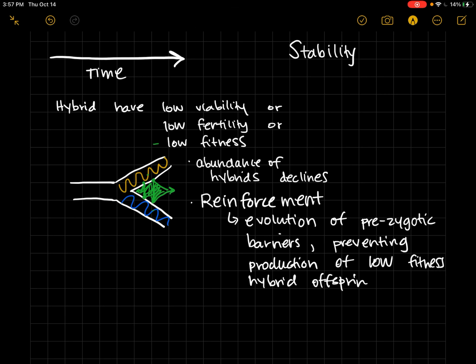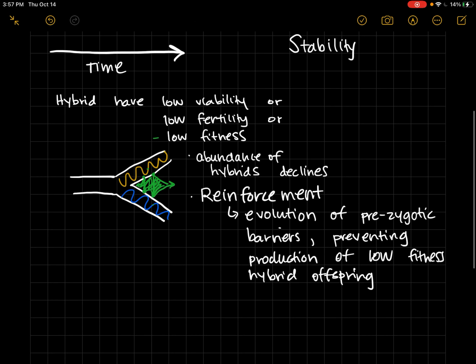We encountered this before with those pied versus collared flycatcher birds. Flycatcher birds, not bird catcher flies. That would be pretty amazing though. Okay, so this prevents the production of low fitness offspring.